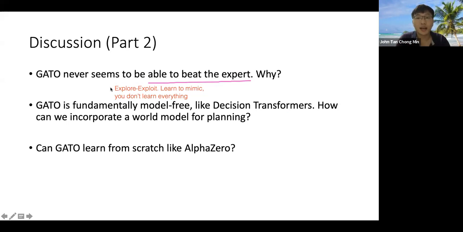So I think it's understandable that a general agent will necessarily be poorer than the expert agent, unless you can do some form of transfer from one domain to another domain. The other thing that I was thinking of is GATO is more or less model free, like decision transformers. So maybe it will be better to include a world model for planning, and this world model can be very simple.